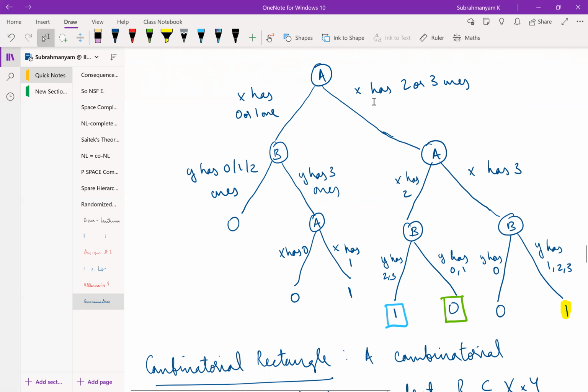Similarly, the other side of the tree is if Alice has 2 or 3 ones. One possibility is Alice could send a follow-up bit indicating whether she has 2 ones or 3 ones. If Alice says she has 2 ones, this side of the tree is not really symmetric, it's a bit different. Again, if Bob has 2 or 3 ones, the function value is 1. If Bob has 0 or 1 ones, the function value is 0. Similarly, when X has 3 ones, if Bob has 0 ones, then the function value is 0. If Bob has 1, 2 or 3 ones, then the function value is 1 because together they have at least 4 ones.